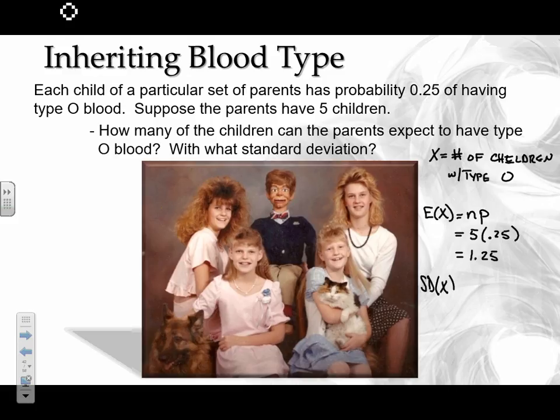If I want to calculate my standard deviation, then the formula says take the square root of N times P times Q. So, in my square root, N was 5, P 0.25, Q would be 0.75. So if there's a 25% chance of having type O, you have a 75% chance of not. So if you plug that in your calculator, what do you get? 0.97.